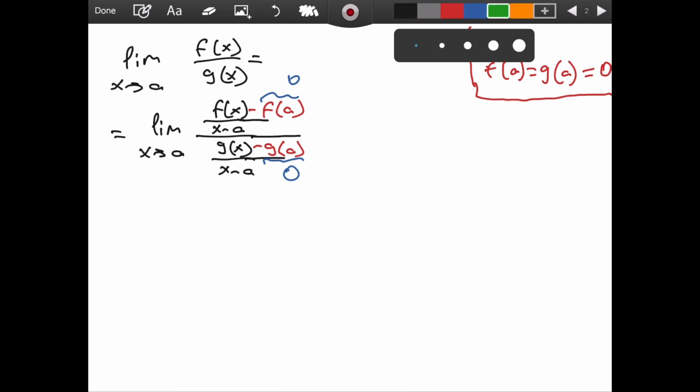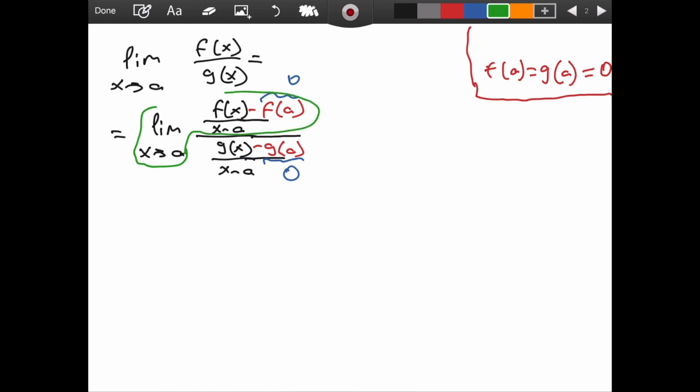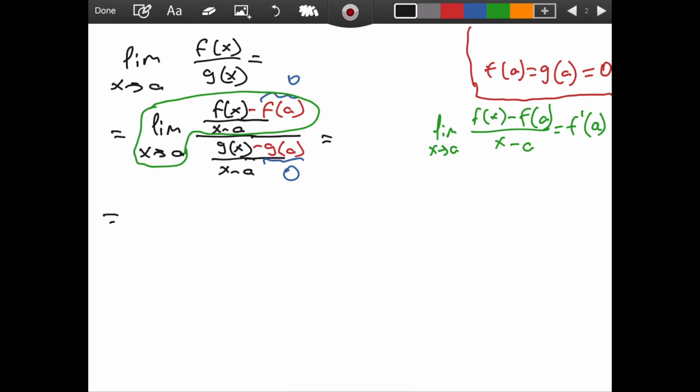And you might notice what this is. Let's focus on this part, for example. What is this? Well, let me write it for you. The limit as x approaches a of f of x minus f of a divided by x minus a is defined as the derivative of our function f evaluated at point a. So we simply get f prime of a divided by g prime of a. And we actually get L'Hopital's rule then. We have completed our derivation.